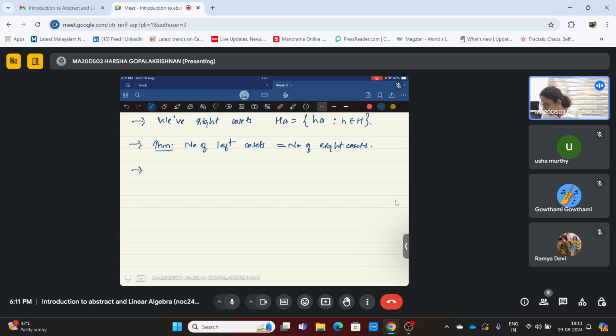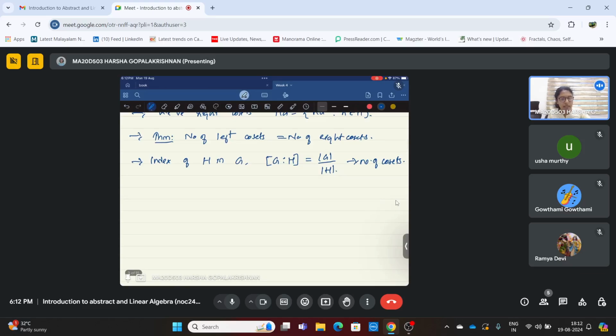Now, what is the index of H in G? Anyone knows what the index of H in G is? We will denote it by [G:H]. This is the cardinality of G divided by the cardinality of H. This is the same as the number of cosets, left or right. So this is the index of H in G.